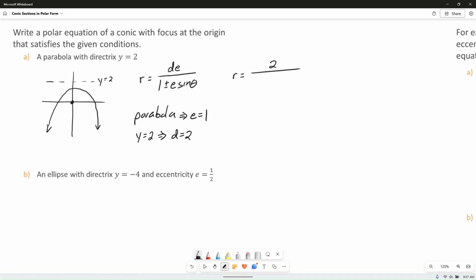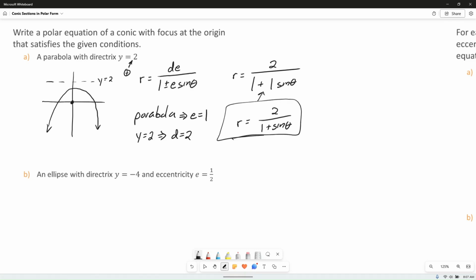and then we have to figure out the denominator. So it's 1 plus or minus the eccentricity, which is also a 1, times the sine of theta. So are we going to have a plus or a minus between the 1 and the e? Well, whether it's plus or minus is going to match the sign of our directrix. Since our directrix is positive, I'm going to have a plus inside the denominator. Okay, so if we wanted to simplify the formula here, we're going to have r equals 2 divided by 1 plus the sine of theta.